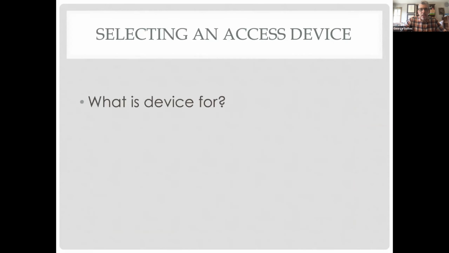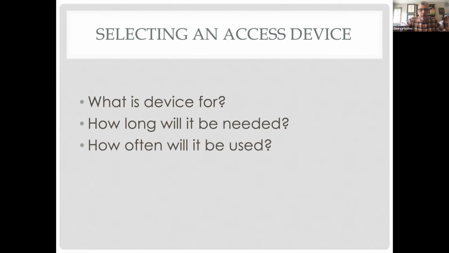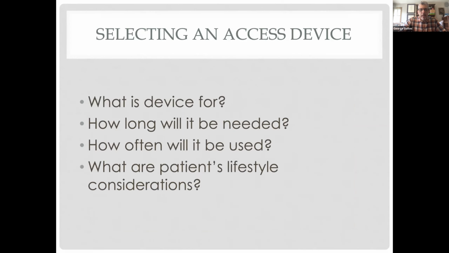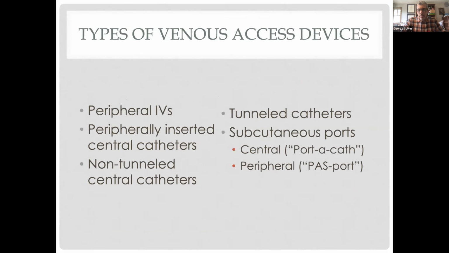So selecting an access device, there's really just a couple of questions to ask yourself. What is it for? How long will it be needed? How often will it be used? And what are any lifestyle considerations of the patient? Placing one on a 95-year-old in a nursing home may be different from in a 20-year-old or a toddler, say. So this is sort of the gamut of devices, all the way from peripheral IVs to ports. But we're not going to talk about all of these. We're going to focus on PICCs, tunneled catheters, and ports.